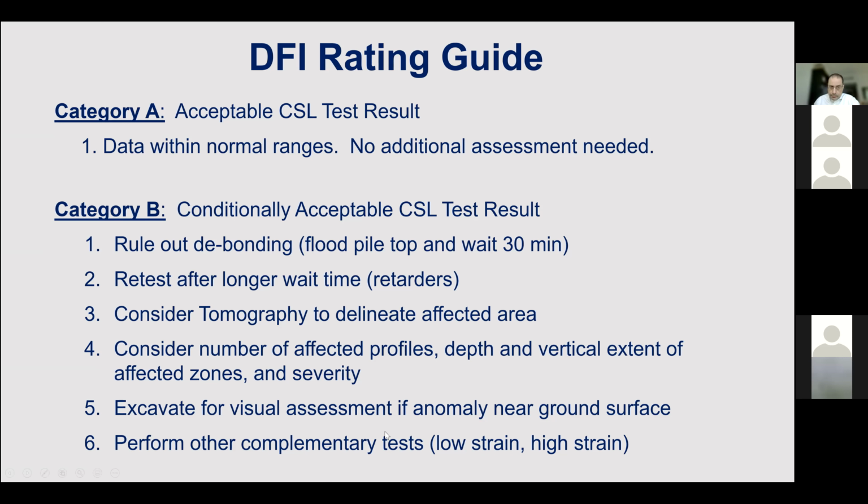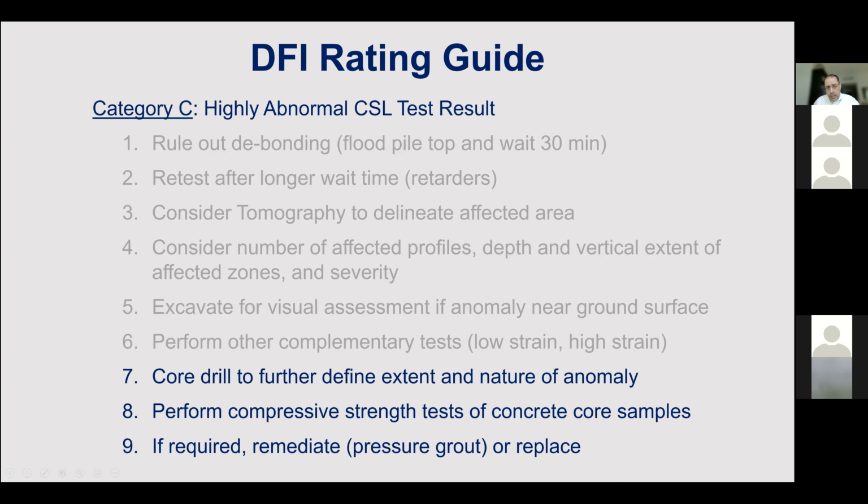If it's a highly abnormal test result in category C, it is recommended to drill a core to further identify the extent and the nature of the anomaly, and to do a compressive strength test of the concrete core samples. If required to remediate, you can pressure grout or replace the whole pile.